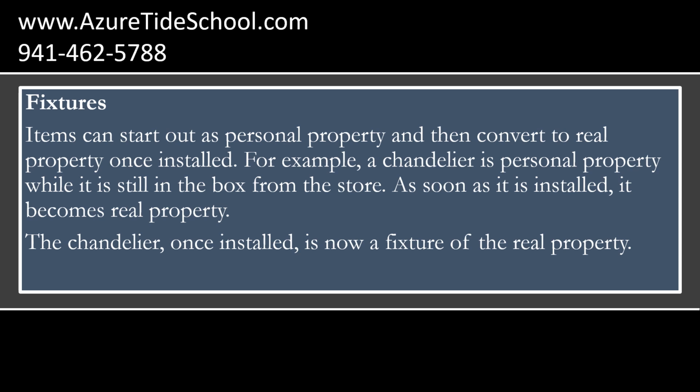Fixtures. Items can start out as personal property and then be converted to real property once installed. For example, a chandelier is personal property while it is still in the box, straight from the store. But as soon as it is installed, it becomes real property. The chandelier, once installed, is now a fixture of the real property.